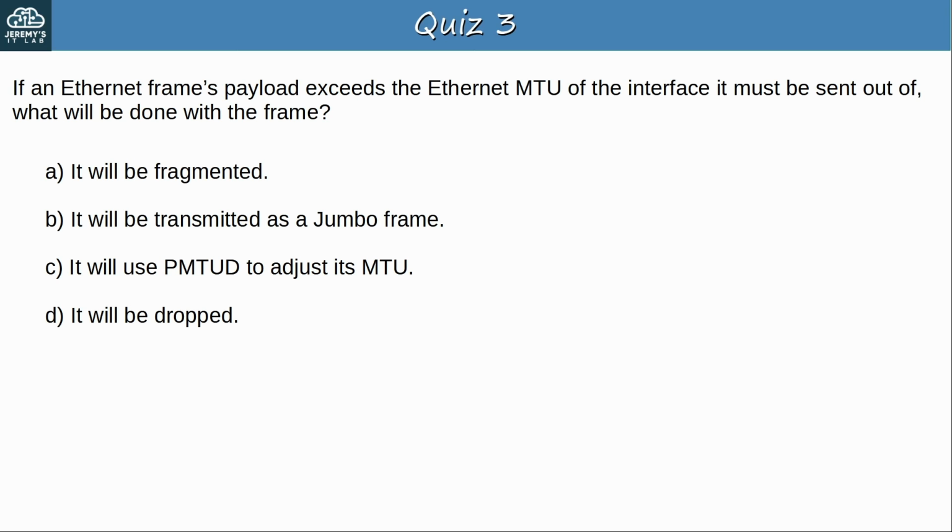If an Ethernet frame's payload exceeds the Ethernet MTU of the interface it must be sent out of, what will be done with the frame? Pause the video now to think about the answer. Okay, the answer is D. It will be dropped. Layer 2 does not provide any fragmenting functionality, so if a frame's payload exceeds the interface's Ethernet MTU, it must be dropped. Okay, let's go to question 4.